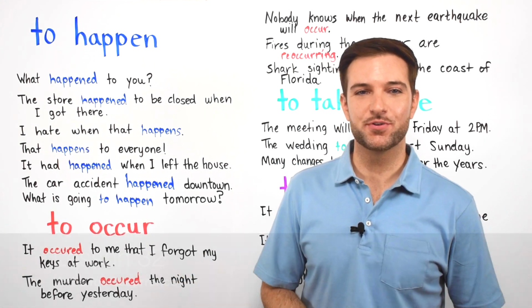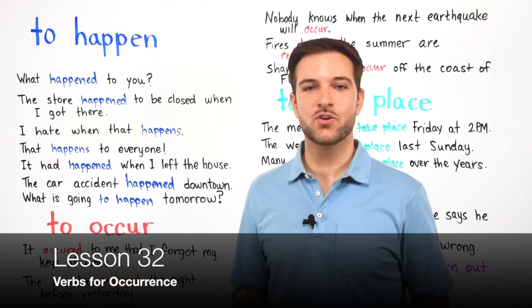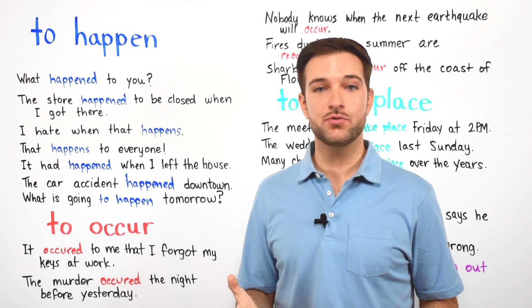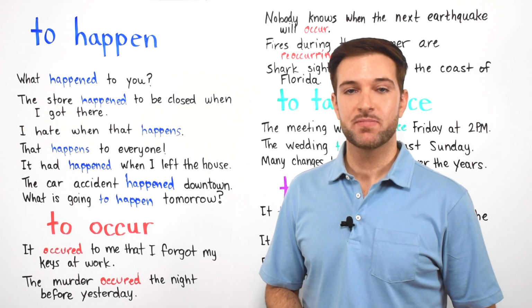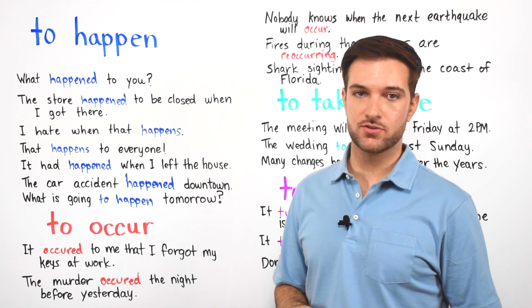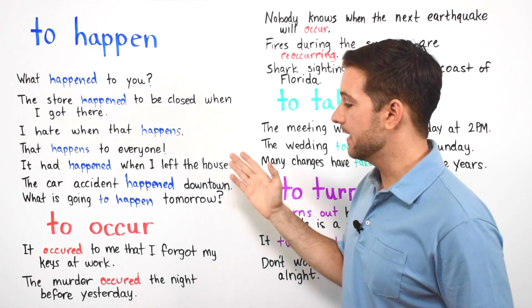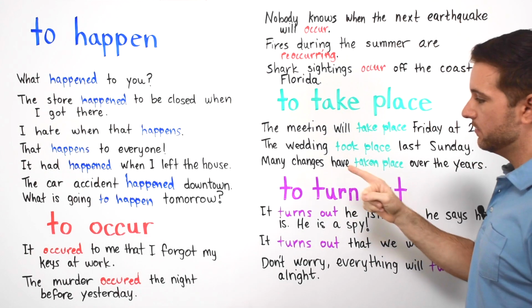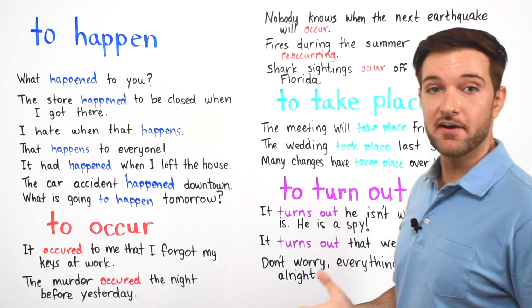This is lesson number 32, and in this lesson, we are going to be learning about a few new verbs that have similar meanings, but they're used in different situations, so stay tuned. Okay, we're gonna look at four of them today. One, two, three, four. Yeah, we have four.